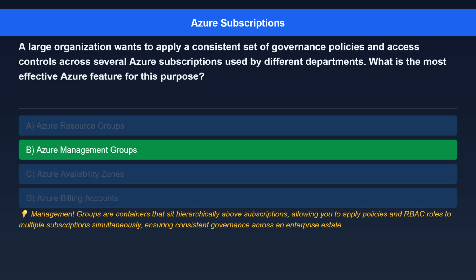The correct answer is Azure Management Groups. Here's the explanation. Management groups are containers that sit hierarchically above subscriptions, allowing you to apply policies and RBAC roles to multiple subscriptions simultaneously, ensuring consistent governance across an enterprise estate.